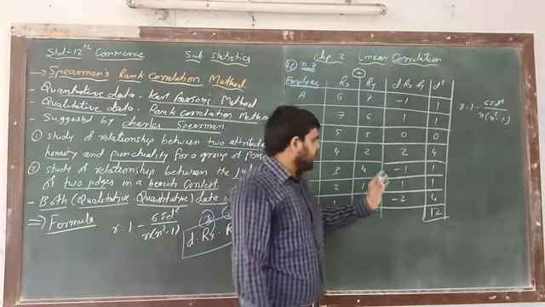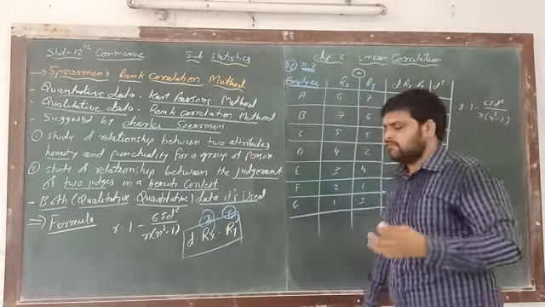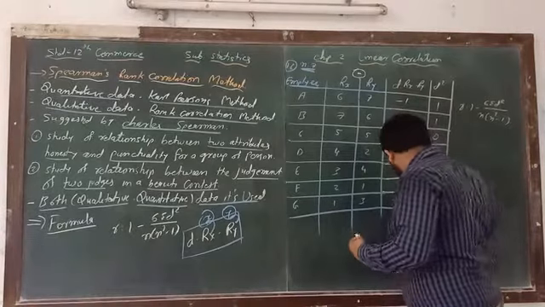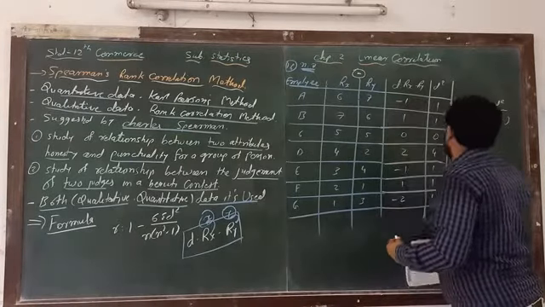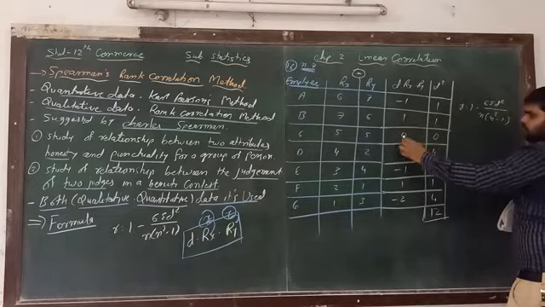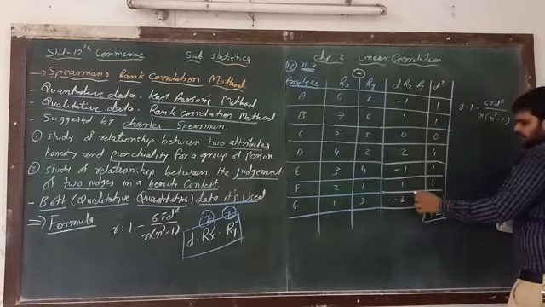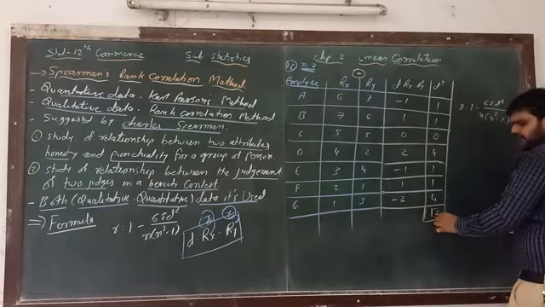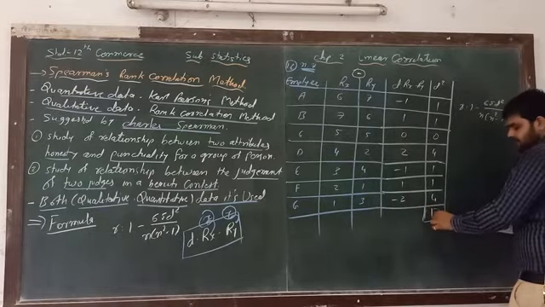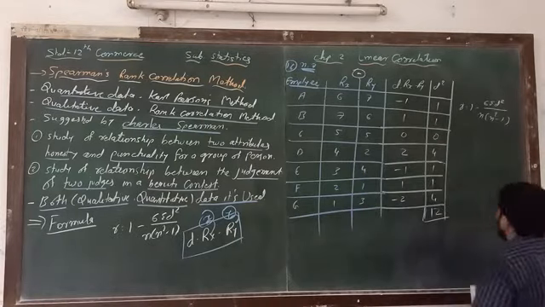And what we have to do? We have to do the square of it. Whatever answer we get, we have to do the square of it. So here the square of 1 is 1, 1, 1, 2 square is 4, 0, 0, minus 1 is 1, 1, minus 2 is 4. Answer is 12. So with the help of this information, now we are going to find out the rank correlation.